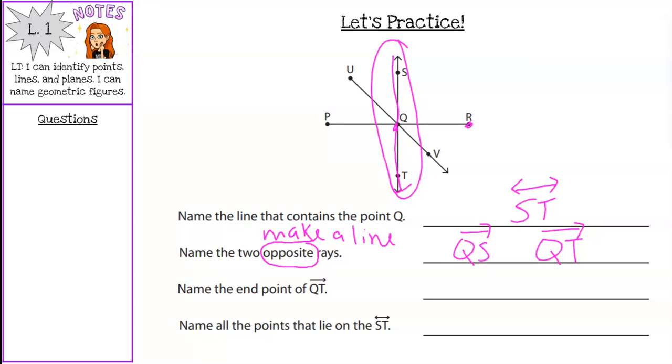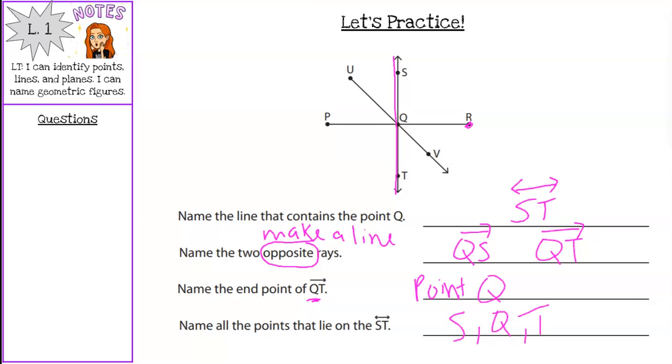Name the endpoint of ray QT. Well, the endpoint is always the first letter, so it's going to be point Q. Name all of the points that lie on line ST. So here's your line ST. All the points on there would be S, Q, and T.